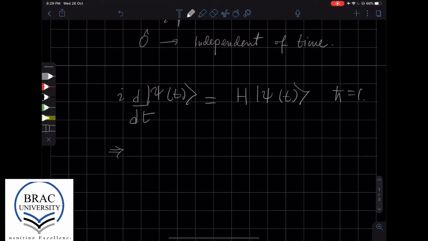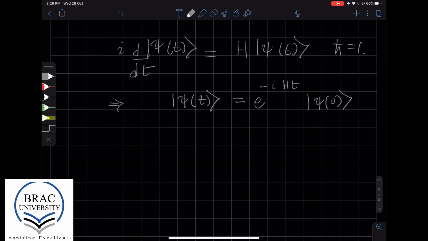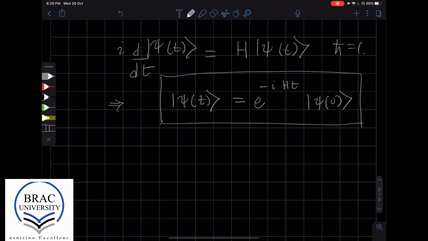And if H is a time-independent Hamiltonian, this equation can be integrated to write the state psi at time t as the time evolution operator, which is e to the power minus i H t, acting on the state psi at time 0. So this is equivalent to the Schrödinger equation, and it's a solution to the Schrödinger equation.